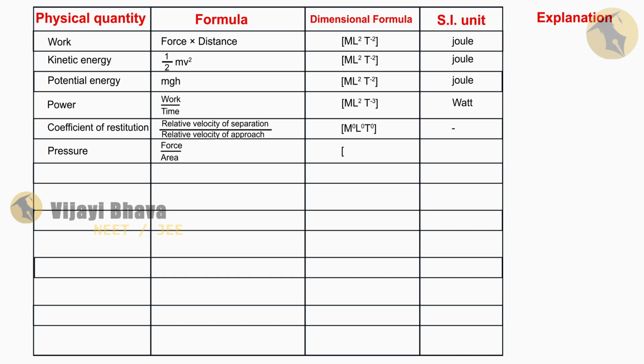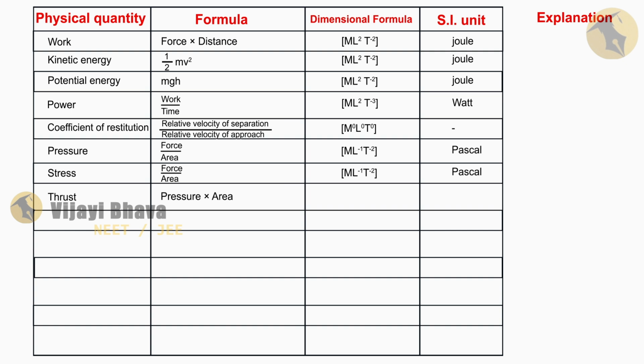So this becomes M1 L minus 1 T minus 2. The next one, stress. Stress has the formula force by area, so its dimensions will be almost similar to pressure. The next one, thrust. Thrust has the formula pressure into area.